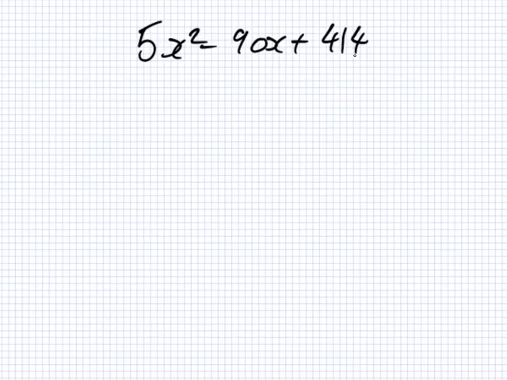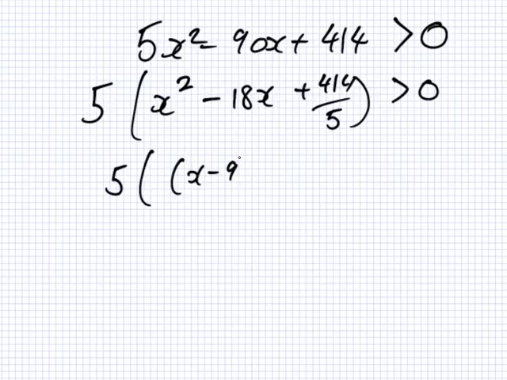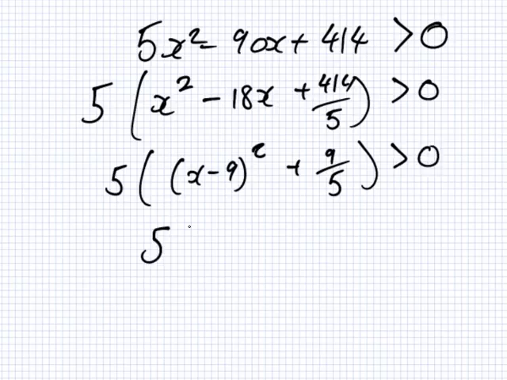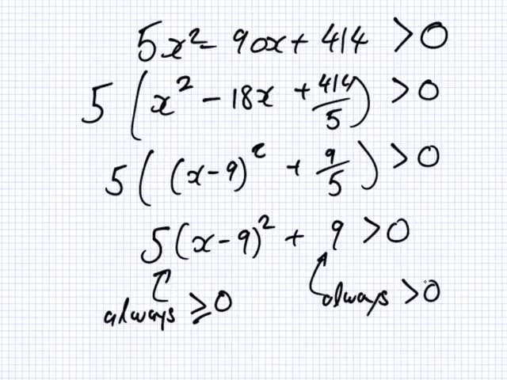That's one way to do it, but you can do it a little bit shorter without having to mention the graph. So to prove that this is always positive, you complete the square. So you have 5 bracket x squared minus 18x plus 414 over 5 greater than 0. 5 bracket x minus 9 squared, and then 414 over 5 minus 81 is 9 over 5, greater than 0. 5 bracket x minus 9 squared plus 9 greater than 0. But this is always bigger than or equal to 0, and this is always bigger than 0 because it's 9, and 9 is bigger than 0.